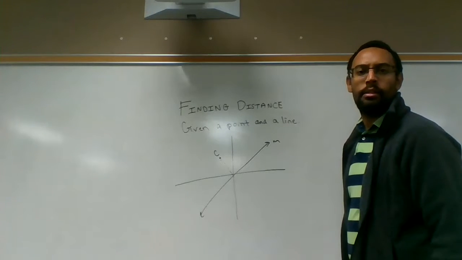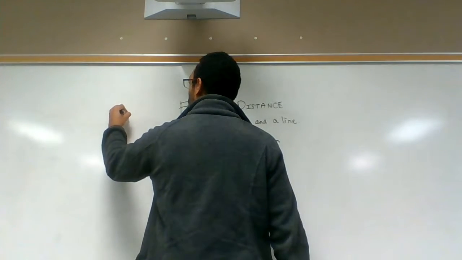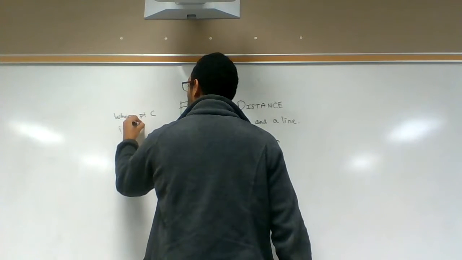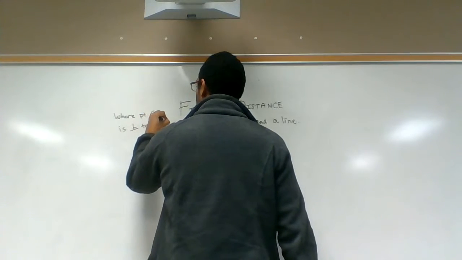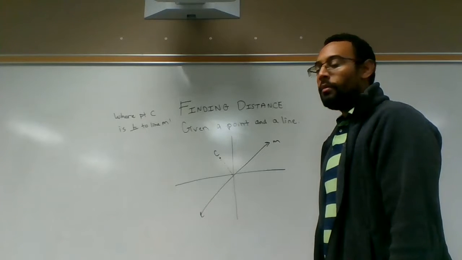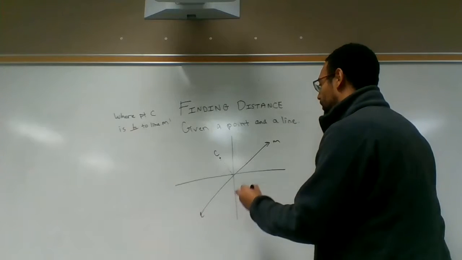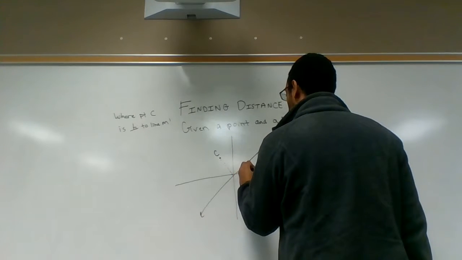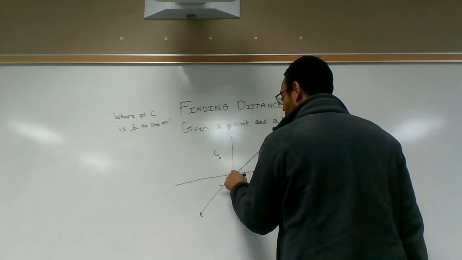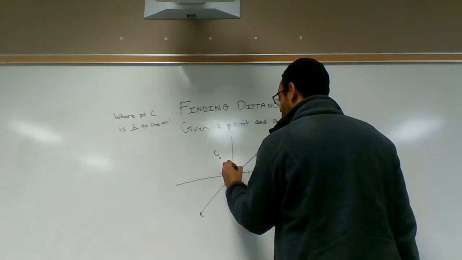So we want to find where point C is perpendicular to line M. Okay, we want to find that out. Okay, so on a coordinate plane, you'll have it labeled. So I'm going to do my best to accurately give you a couple points so you can find the equation of line M.